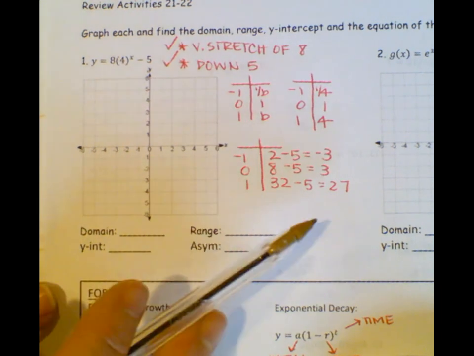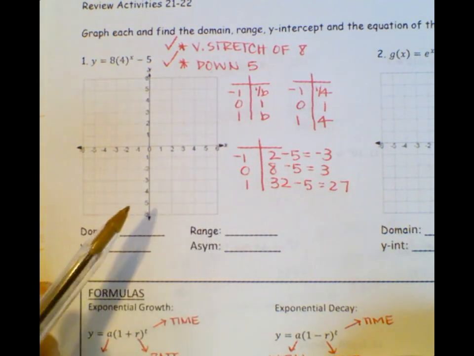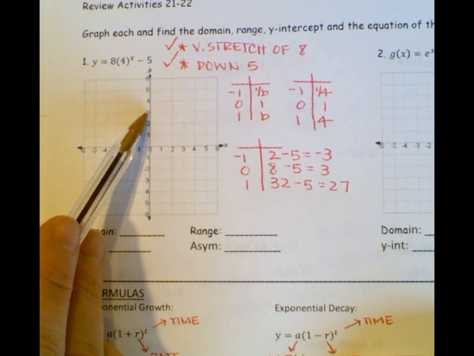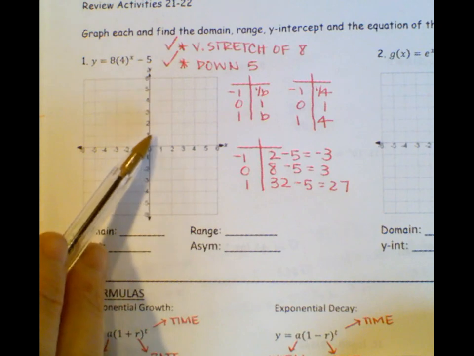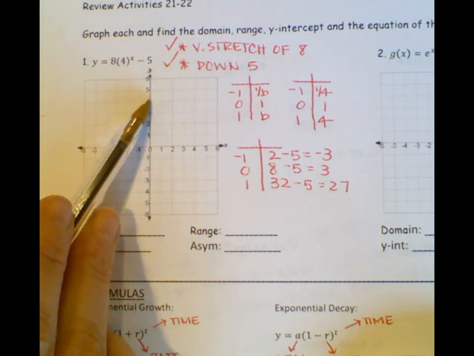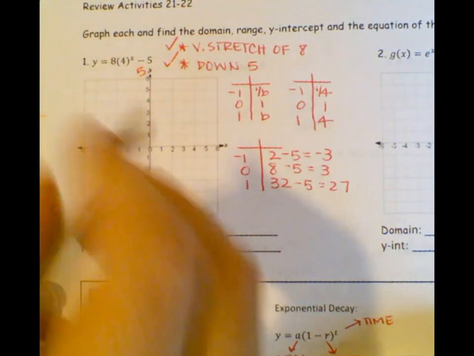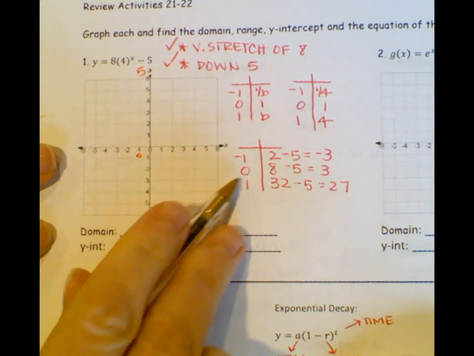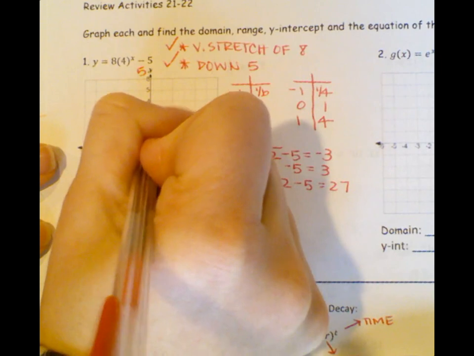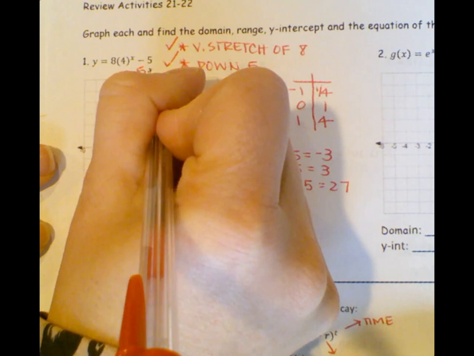Okay, so biggest number here is 27. So we need to count by something different on our y's. So let's see, 3, 6, 9, that's not enough. What if I do 4, 8, 12, 16? Let's just do 5s. And then I'm going to go ahead and graph. So -1, -3. 0, 3. And 1, 27. So 5, 10, 15, 20, 25, 27.